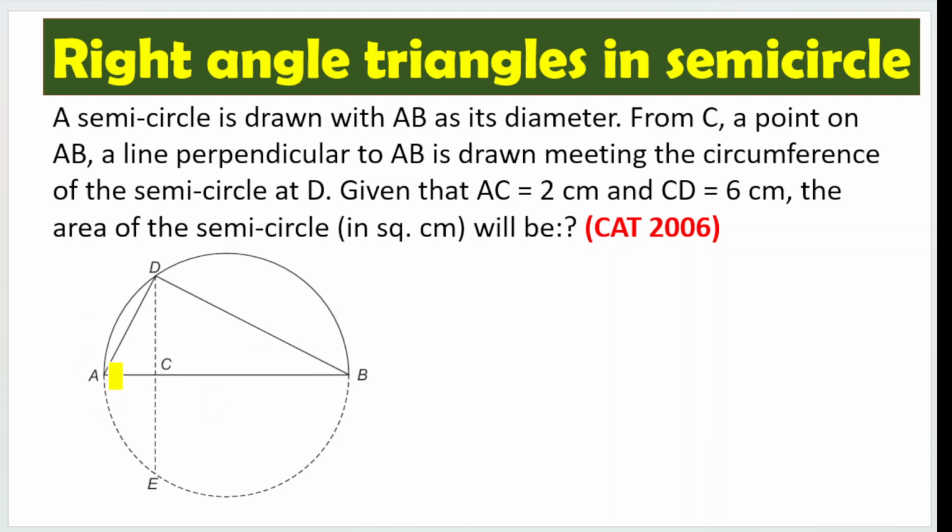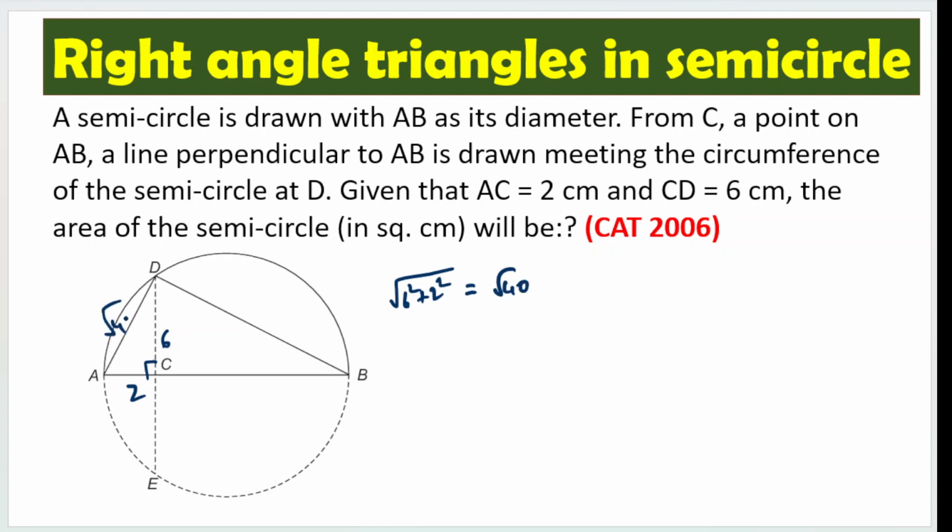What are those properties? The angle in a semicircle is 90 degrees. What does that mean? This angle D is 90 degrees. Let's see how we can use this. What is given? AC is 2, and CD is 6, and this is already given as perpendicular. That means AD is what? AD is the square root of 6 squared plus 2 squared, which is root 40.